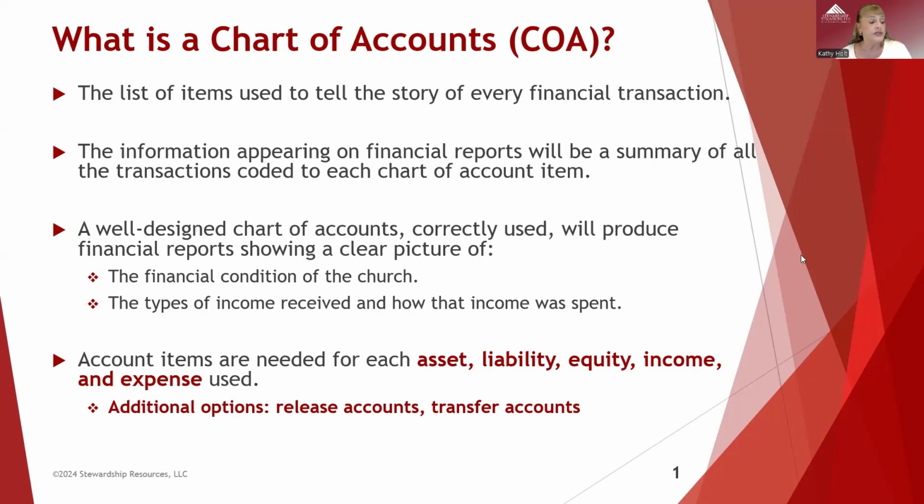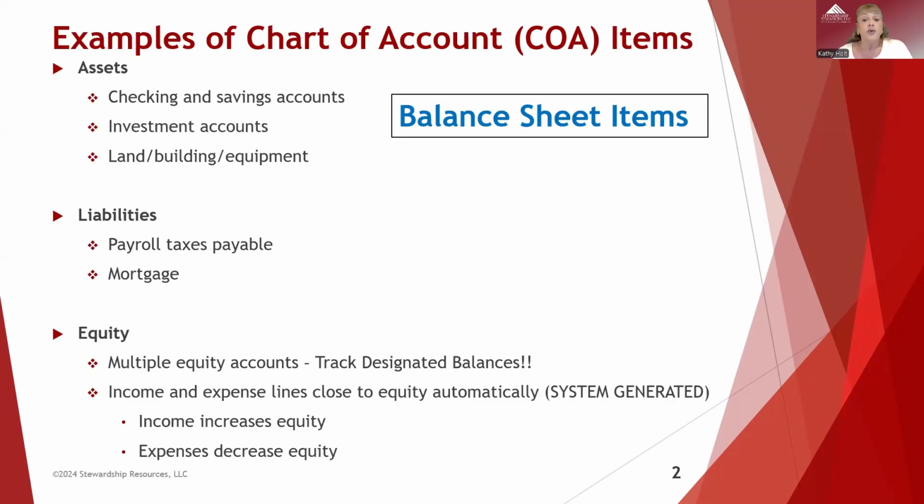So there are several groups of chart of account items within the chart of accounts, and they are the asset items, liability items, equity items, income items, and expense items. Now in PowerChurch, there are a couple other groups of items. There are the release accounts and the transfer accounts. I'm not going to go over those today because most of the churches that I work with choose not to use those items. So the ones we are going to go over are the items that show up on the balance sheet.